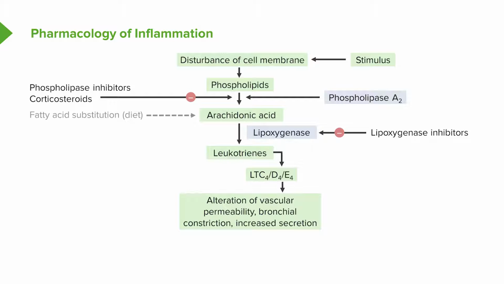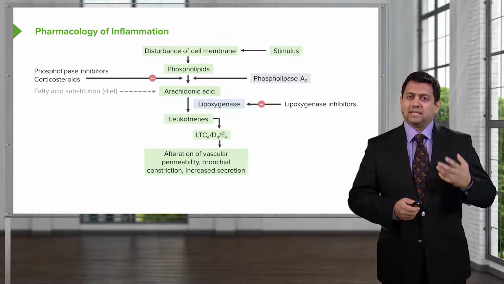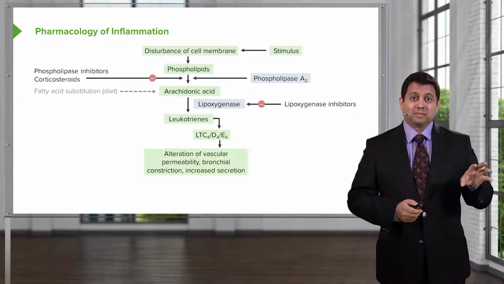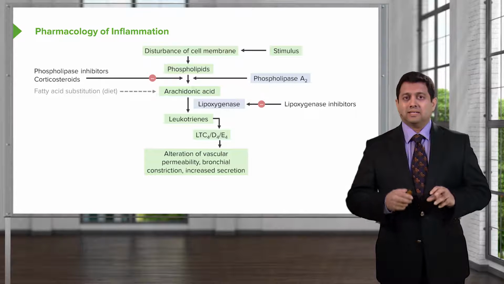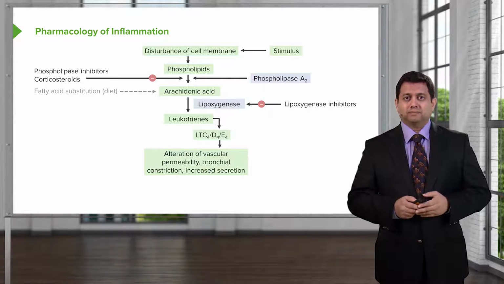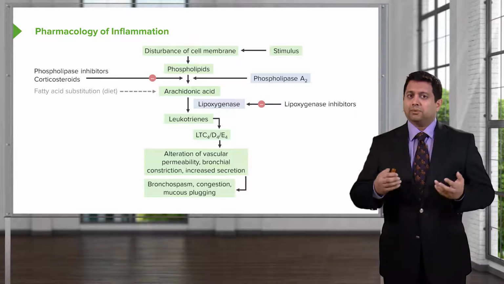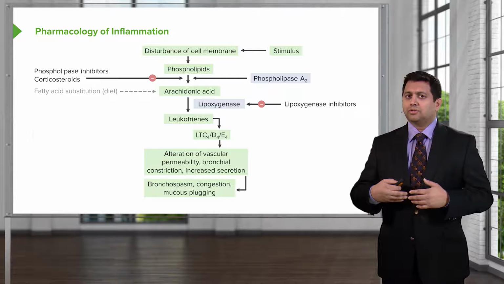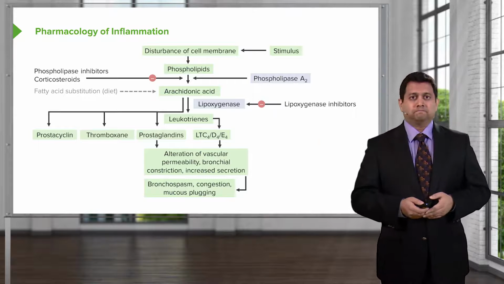Now, these leukotrienes alter the way the blood vessels work. They alter what's called vascular permeability. They also work in lung bronchi, so they alter bronchial constriction, and they also cause an increased secretion of mucus. So you can see just in your own mind how this can be very useful in asthma. Now, if you go back to your asthma lectures, we talk about leukotriene antagonists as being almost as effective as steroids. Now, bronchospasm, congestion, and mucus plugging occur with excess leukotrienes, so a leukotriene antagonist will help prevent that.